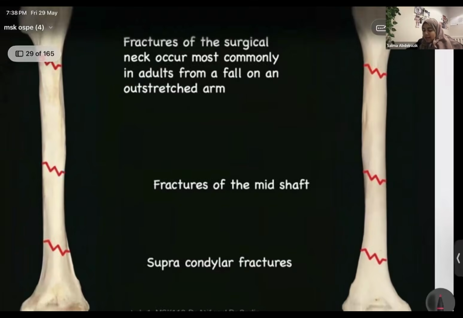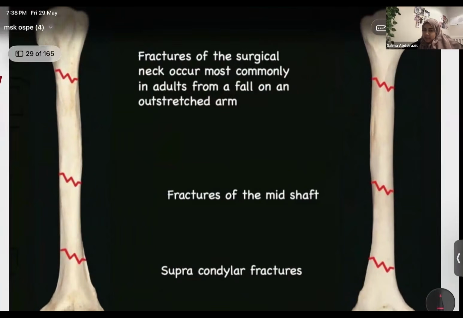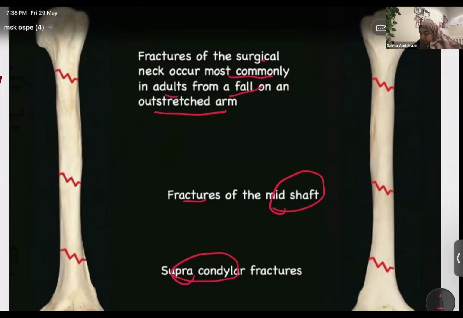And here's the picture that he might bring, by the way, guys. These are the pictures. Away from all the yap, he would literally get you pictures. That's it. So a fracture of the surgical neck occurs most commonly in adults from a fall on an outstretched arm. Fractures of the mid shaft, supracondylar fracture. Supracondylar, we said, will affect the median nerve. Mid shaft is the radial nerve. And the surgical neck is the axillary nerve.